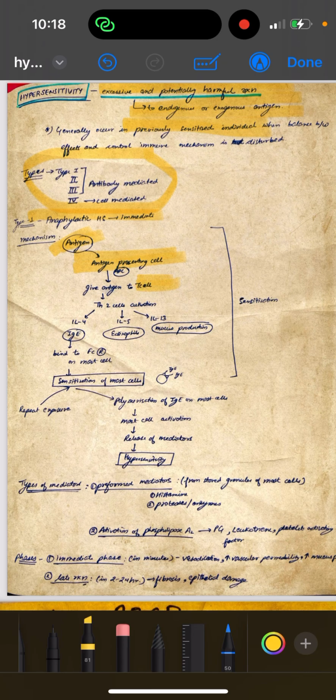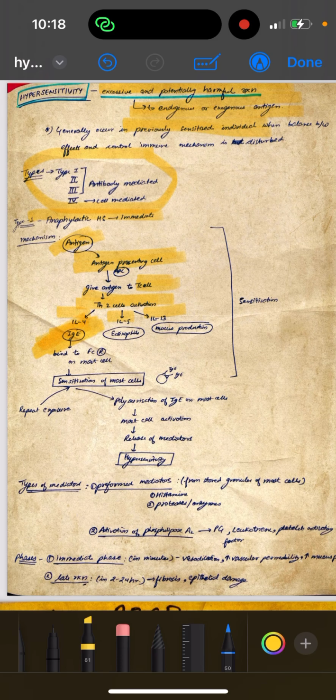Now the T cells are going to activate Th2 cells, which are also immunological cells. The Th2 cells will release interleukin 4, interleukin 5 and interleukin 13. Now interleukin 4 is responsible for the release of IgE antibody. Basically, you just have to remember that the IgE antibody is very important. The IgE antibody is involved in type 1 hypersensitivity. Interleukin 5 will be responsible for eosinophil production. Interleukin 13 will be responsible for mucus production.